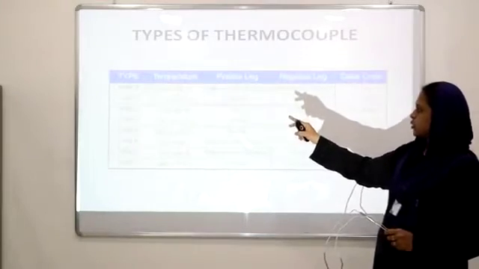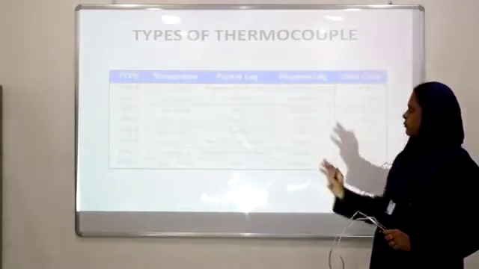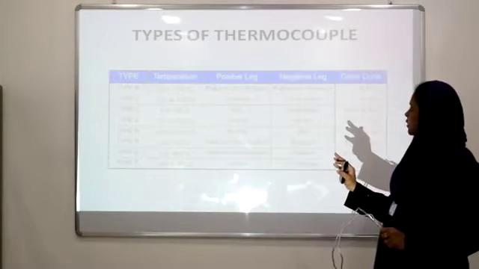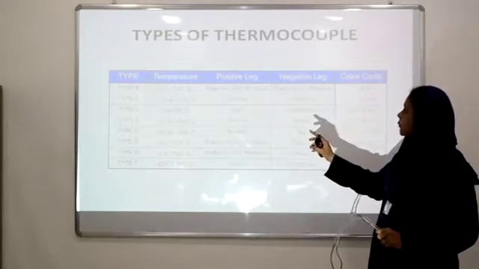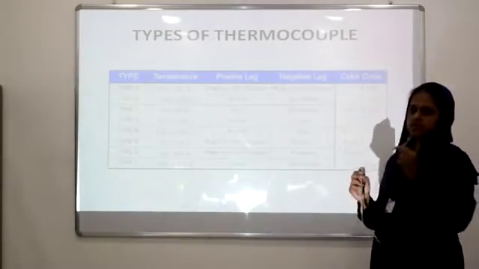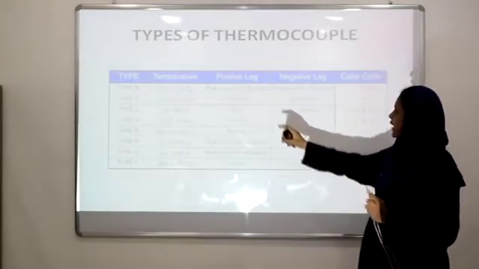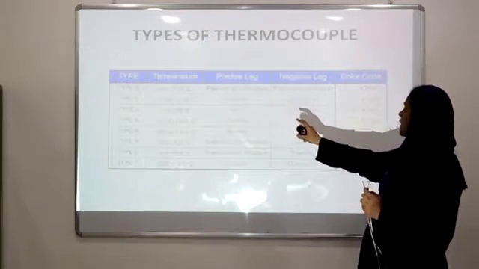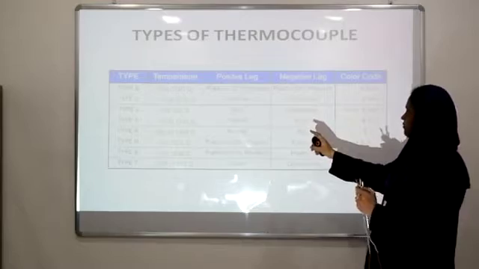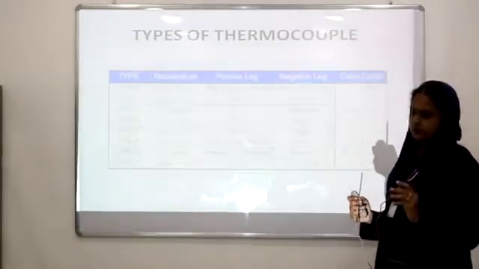If 0 to 1700 degrees Celsius is to be measured, we have to select a type B thermocouple. In a type B thermocouple, both legs, positive and negative, are two dissimilar metals. If one leg is platinum with 30% rhodium, and the other leg is platinum with 6% rhodium, then it is called a type B thermocouple.